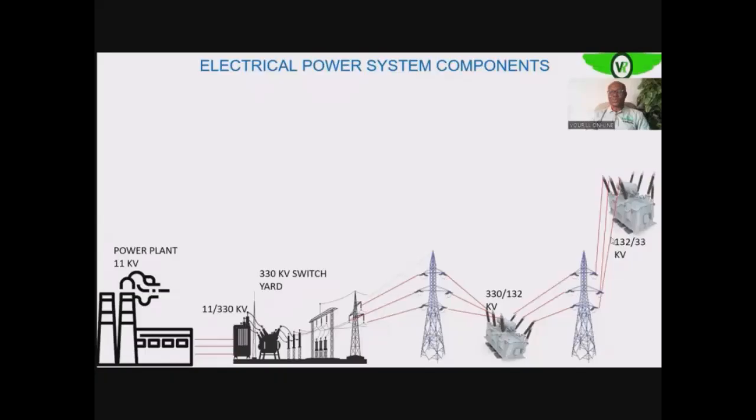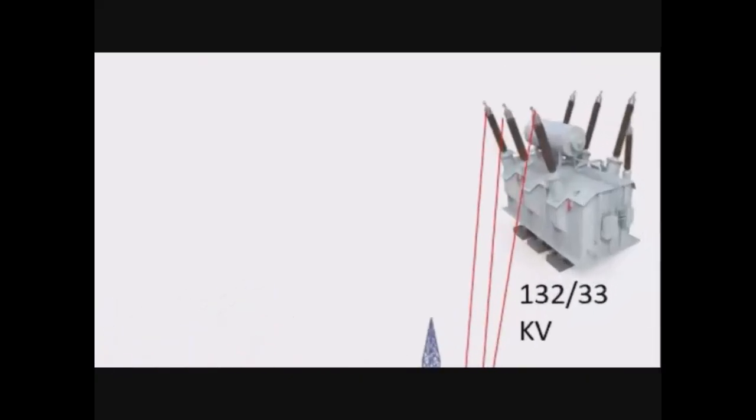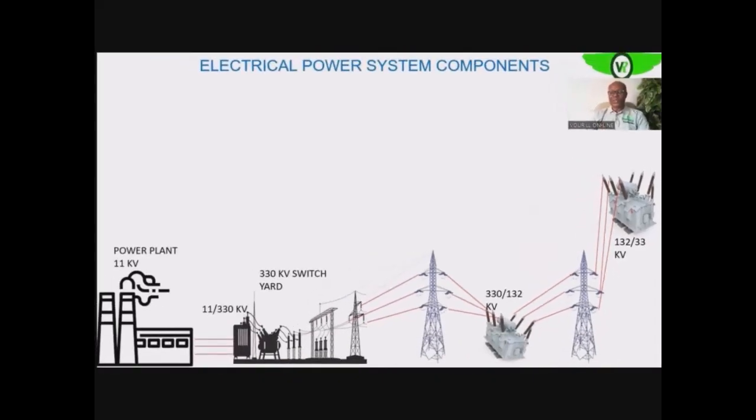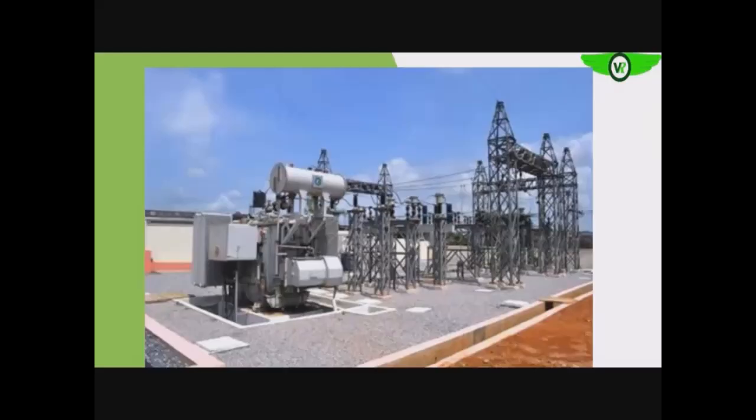That 132 will now also be sent along the transmission line, which is the sub-transmission line, to another substation. It is actually a transmission substation because that is where the transmission line, or the transmission section of the power system, ends. There we also have a step-down transformer that will take the voltage from 132 kilovolts to 33 kilovolts. So from here, the 33 kV will now be sent to your injection substations.